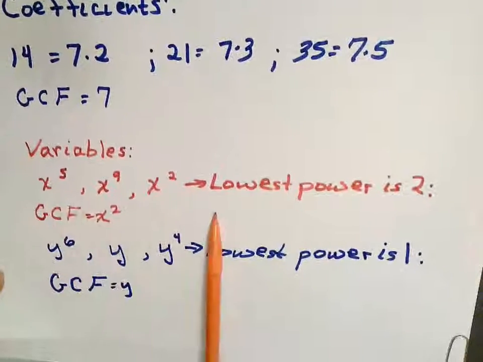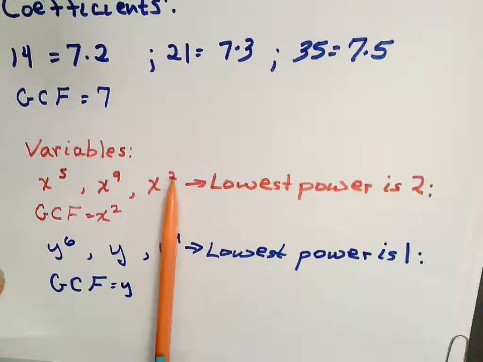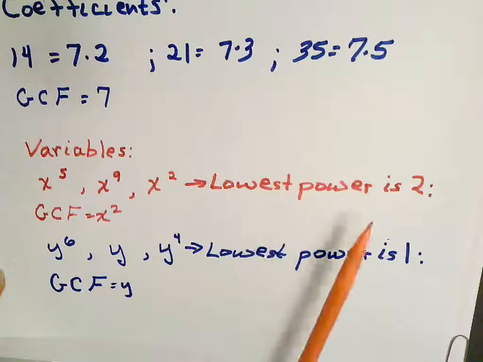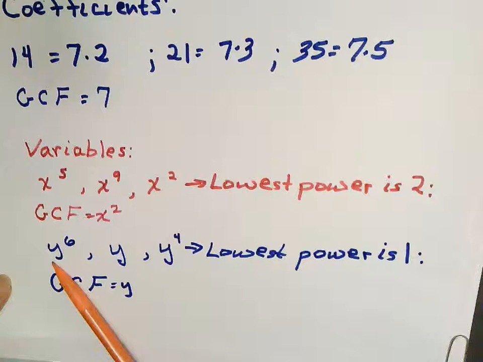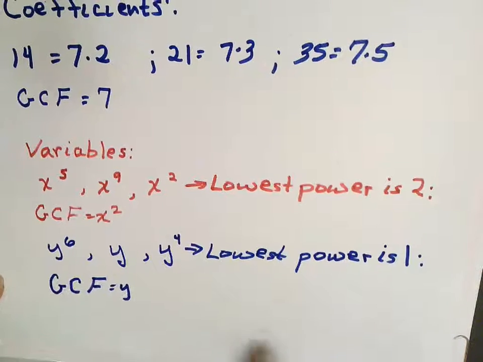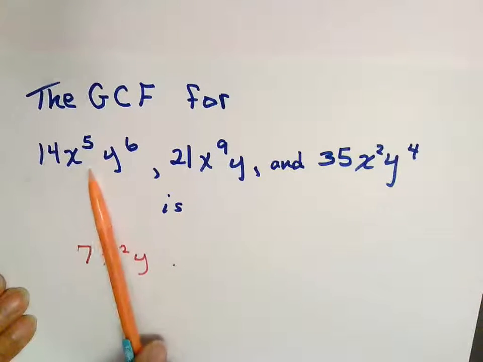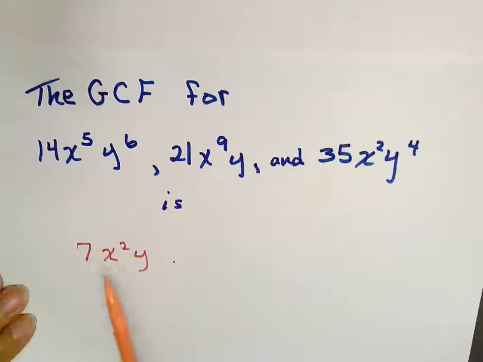When you look at the variables, the variable with the smallest exponent is a 2. So the greatest common factor for the variable will be the variable with the lowest power. So it's going to be x squared. And the same thing here for the y variables. The lowest power is understood to be a 1. So the greatest common factor for the y variable is y. And when we put all of this together, then the greatest common factor for these three monomials will be 7x squared y. And then I'm going to change the problem.